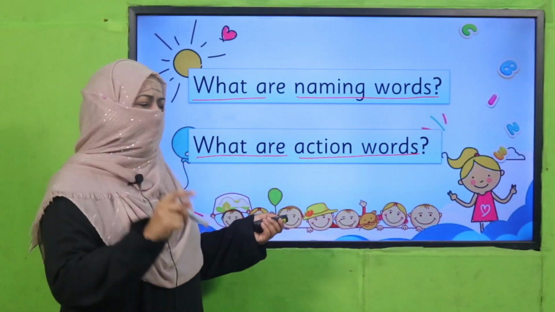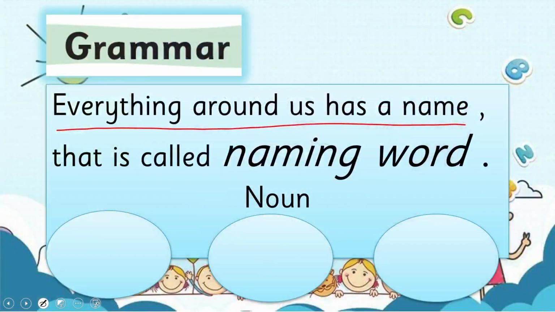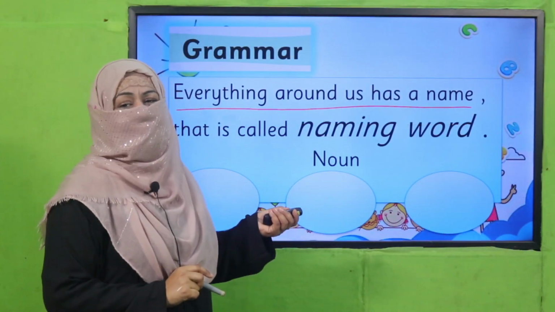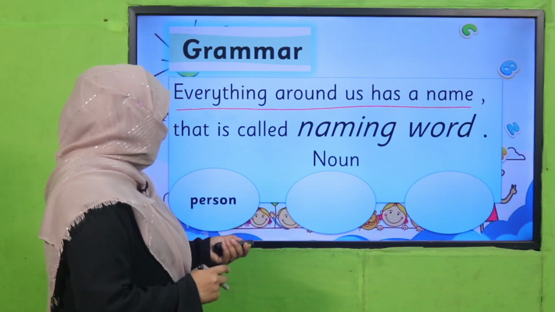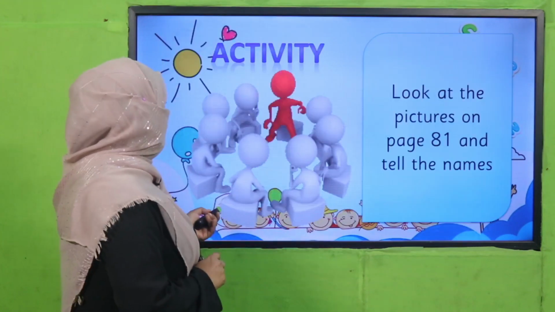Yes, my dear students, I hope you remember that everything around us has a name. Everything which we can touch, hold, see, or feel has a name, and that is called a naming word. And this naming word may be a naming word for a person, for a place, or a thing. Remember, we have learned about it.